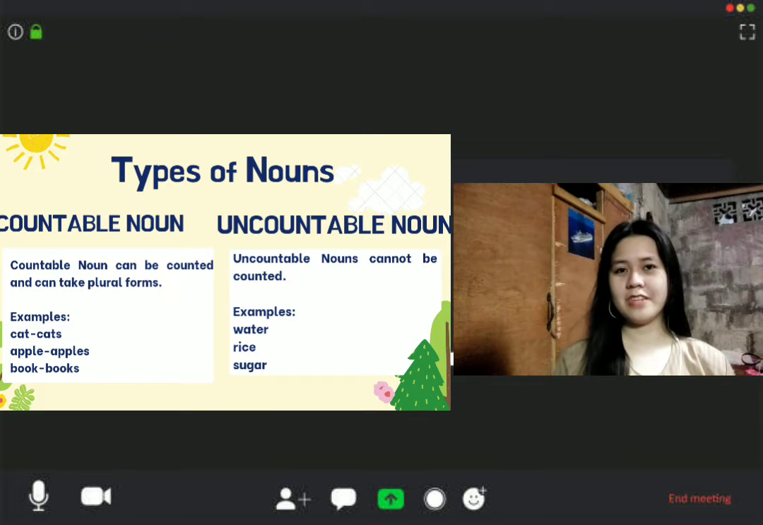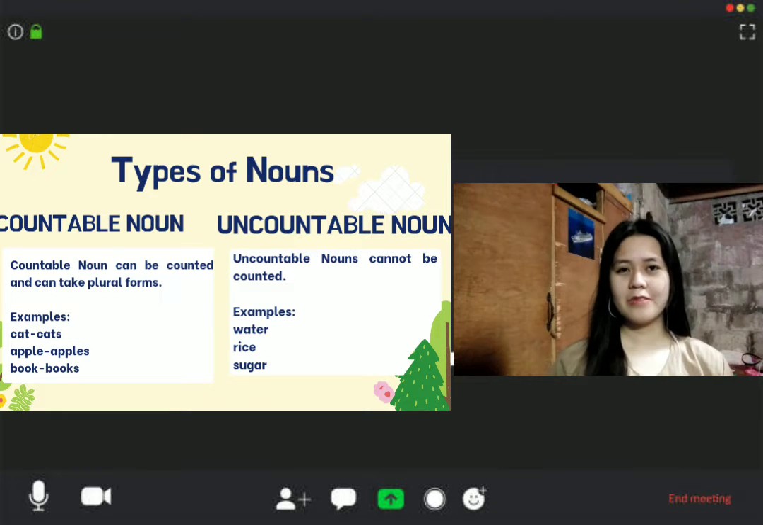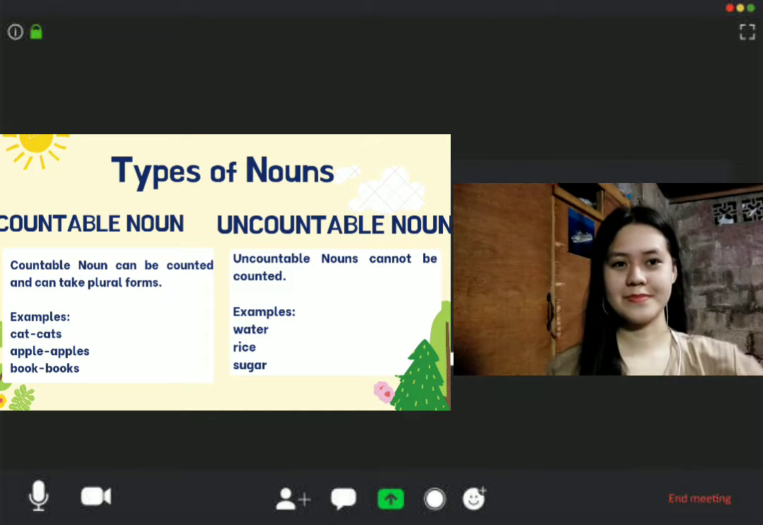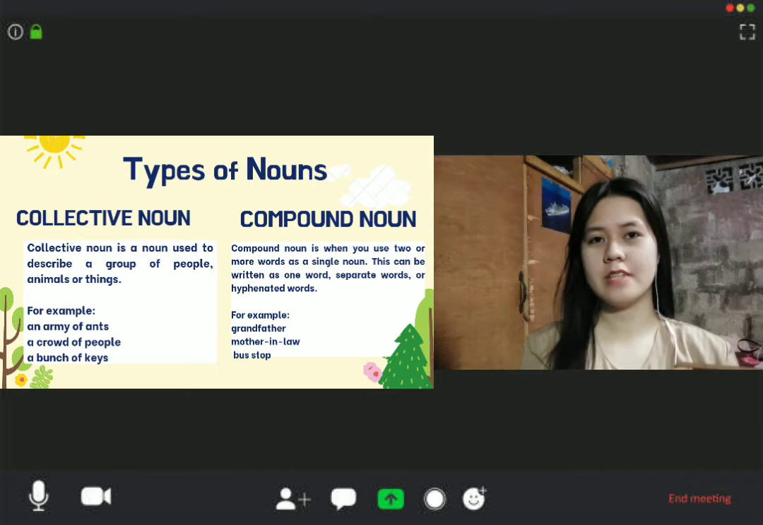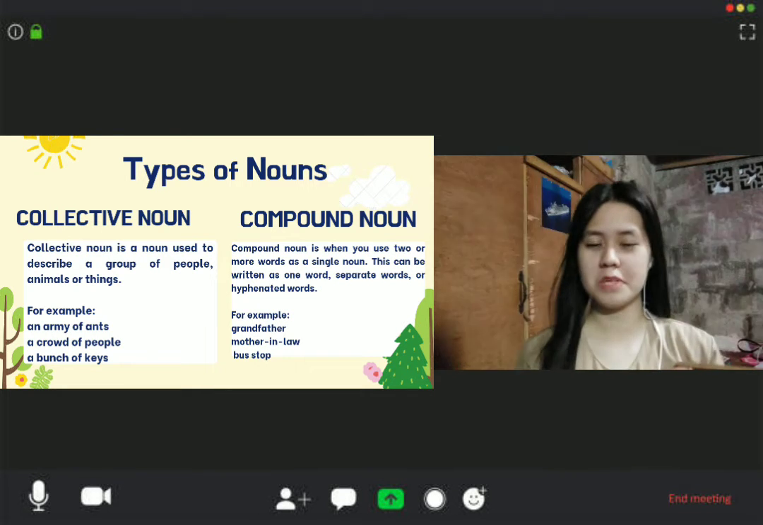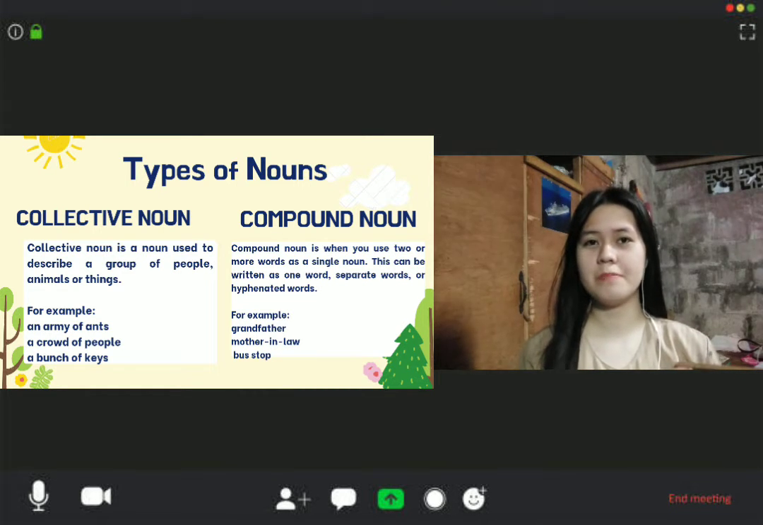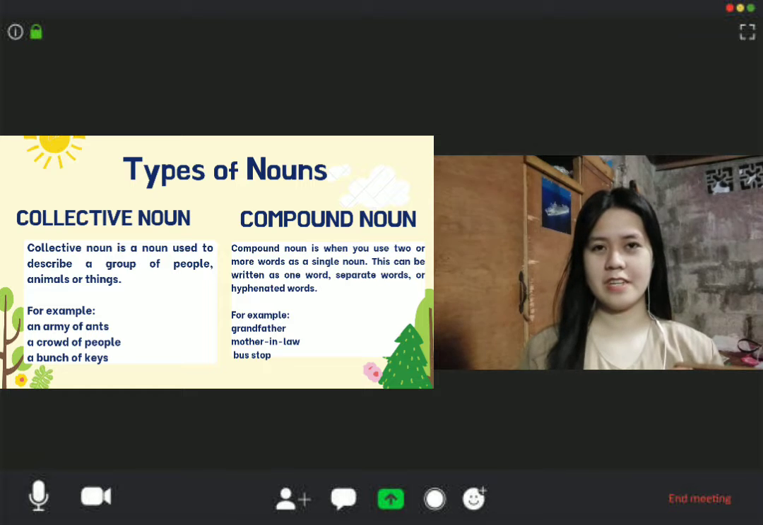To express the quantity of uncountable nouns, you can use expressions like some, a lot of, a little, a bag of, or any exact measurement. For example, a glass of water, a sack of rice, and 1 teaspoon of sugar. Next is collective noun. Collective noun is a noun used to describe a group of people, animals, or things. For example, an army of ants, a crowd of people, a bunch of geese, etc.